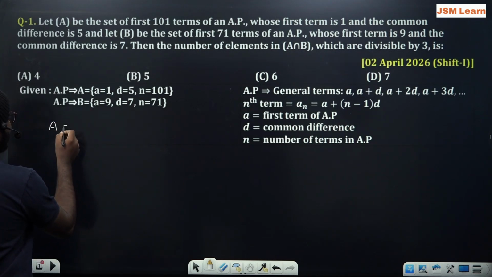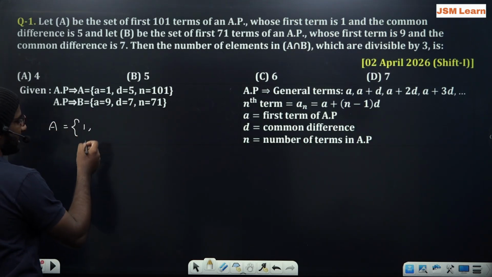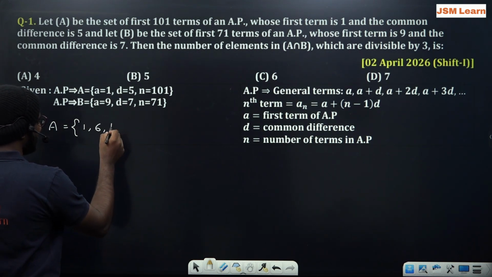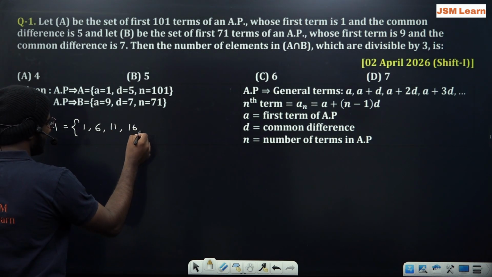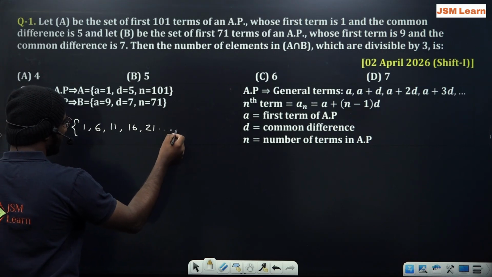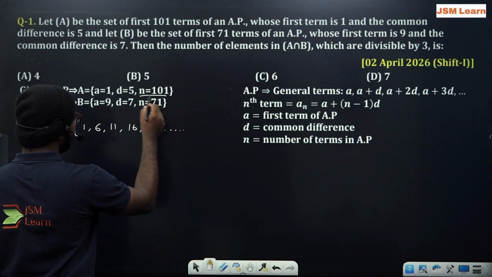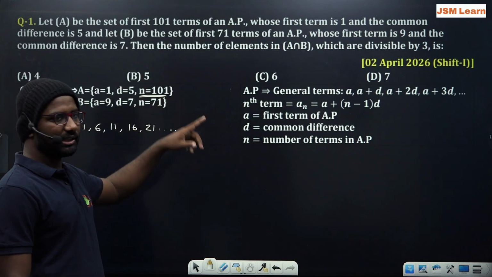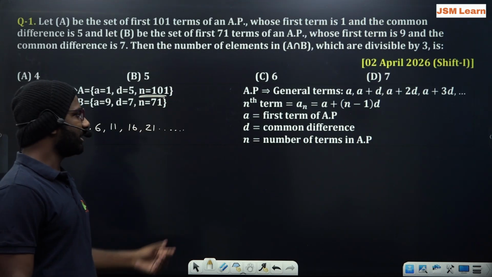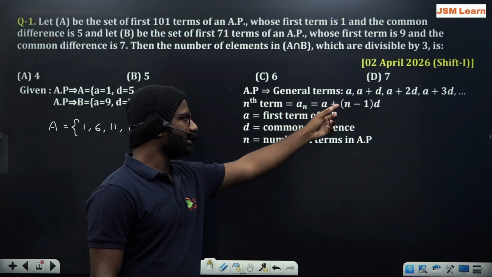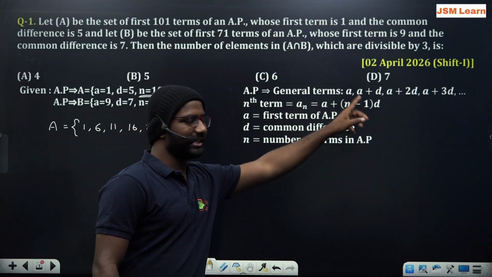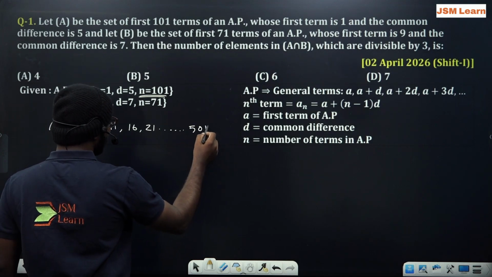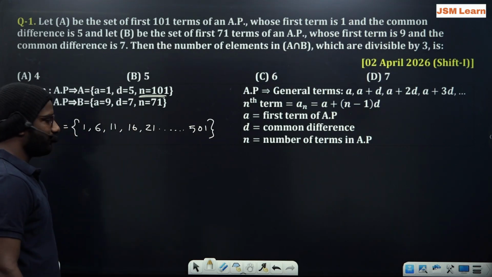So set A: the first term is 1, the second term is 1 plus 5, that is 6, the next term is 11, then 16, then 21, and so on. We write the last term of set A, that is the 101st term. By substituting a equals 1, n equals 101 and d equals 5, we get the last term of set A as 501.